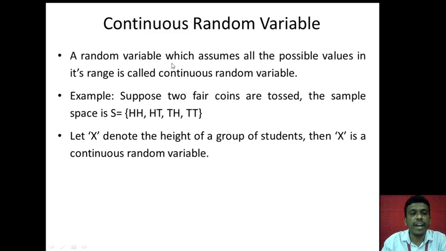Continuous random variable. A random variable which assumes all the possible values in its range is called a continuous random variable. Suppose 2 coins are tossed and you get the sample space HH, HT, TH, TT. Let X denote the height of a group of students. Then X is a continuous random variable. Now the first example which I had given you here tells you about a discrete random variable.